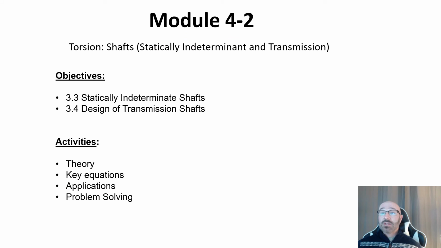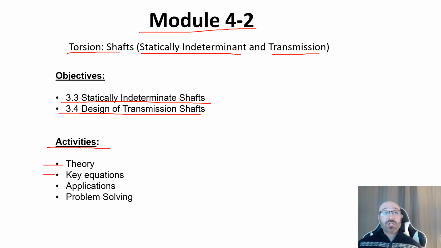Then we'll move on to the second section, Module 4.2, still continuing on with torsion of shafts, this time taking a look at statically indeterminate and transmission shafts. So if you relate back to your textbook, this is sections 3.3 and 3.4, where 3.3 is statically indeterminate shafts and 3.4 is the design of transmission shafts. So within this module, we're going to look at the key theories, some applications and key equations that relate to the theories and applications, and then go from there into some problem solving where we go through my hand solutions.